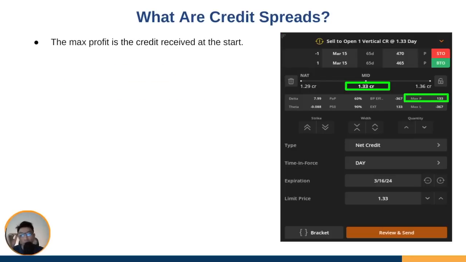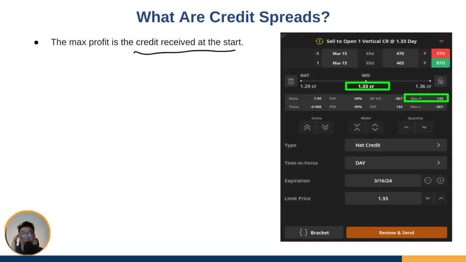Now next, how do you know what the max profit is for a credit spread? If you were to just buy a very simple long call option strategy, then your max profit is basically unlimited, right? Because if the market just keeps going up, you can just keep profiting on the call option. But for the credit spread, it's very different. It's the opposite, right? For credit spreads, your max profit is already capped, and it's capped to the credit that you receive at the start.